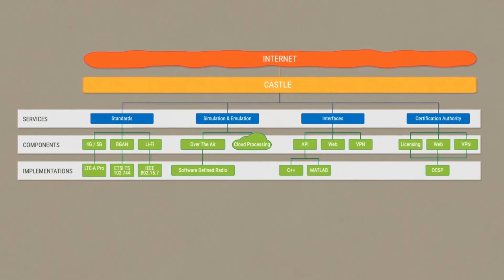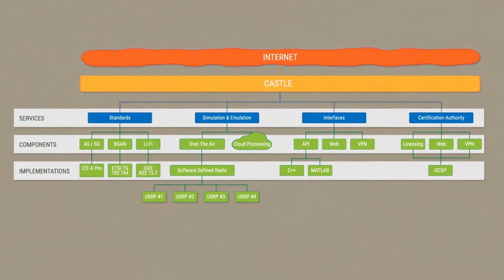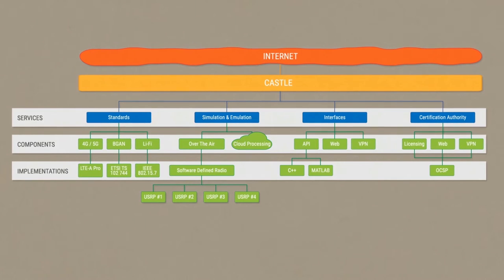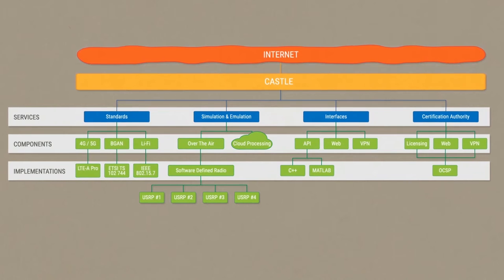LTE Advanced, Broadband Global Area Network, BGAN and Visible Light Communication standards are available for researchers and industry to develop new enhancements on top of them.